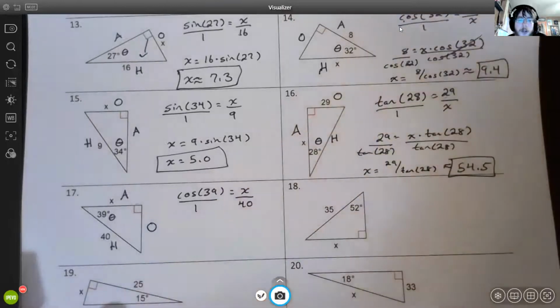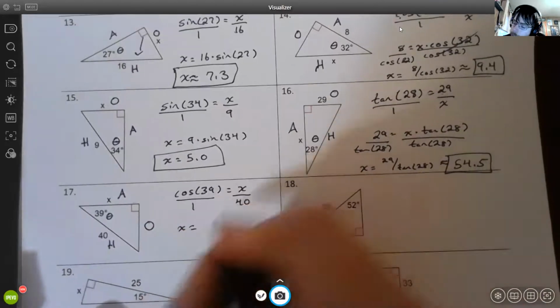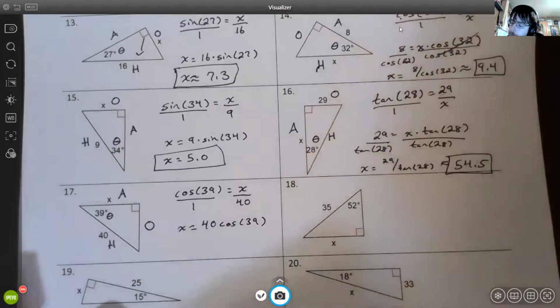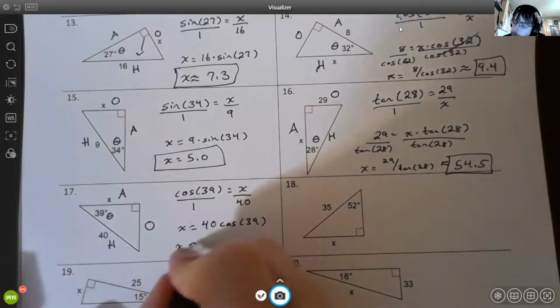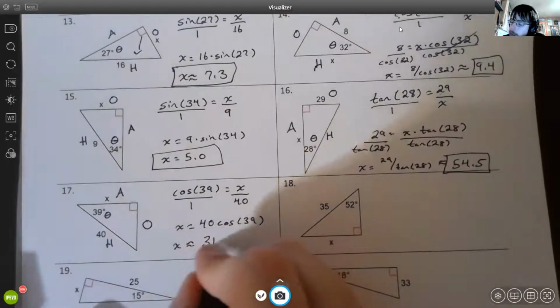Put cosine of 39 over 1, then cross multiply. X times 1 is just x, 40 times cosine of 39. And if you plug 40 times cosine of 39 into the calculator, you get that x is approximately 31.1.